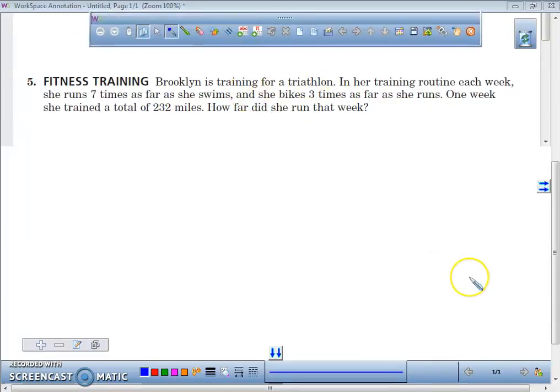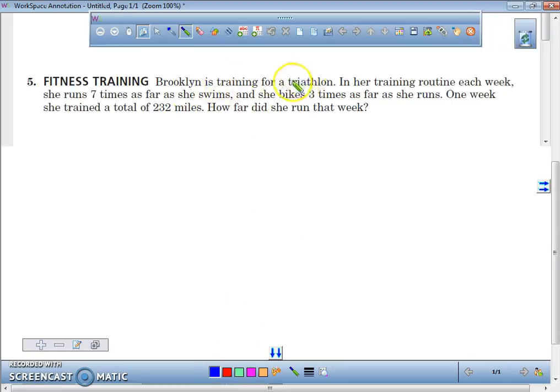Now we are in chapter 3, section 5. We're solving a system of equations with 3 variables. So right now, let's look at Brooklyn here. Apparently, Brooklyn is training for a triathlon.